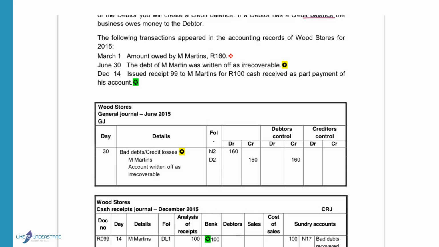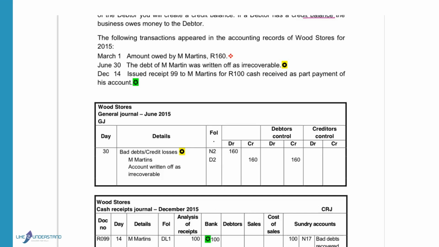And if a person has a credit balance, it means that we owe money to them. Then we have to pay the money back to them. So we don't want to give them their money back. We created an expense when we wrote off the bad debts. Now we have to create an income because we receive the money again.